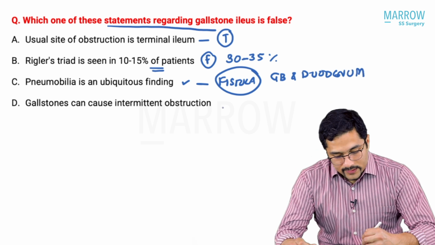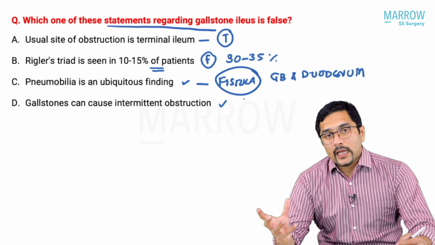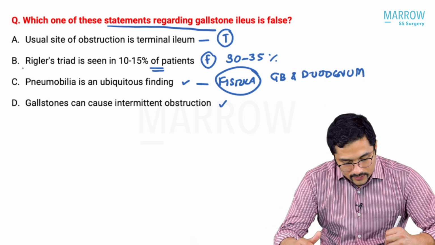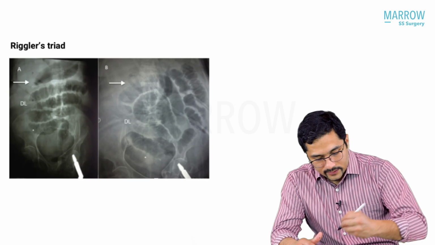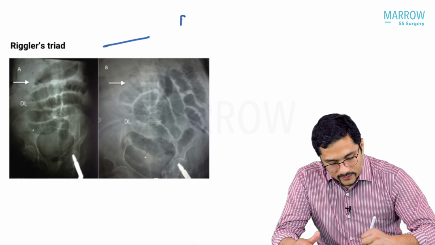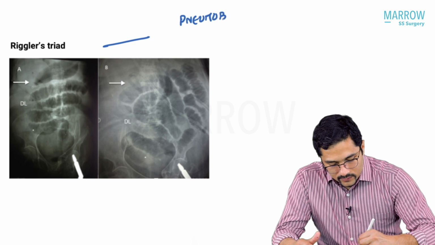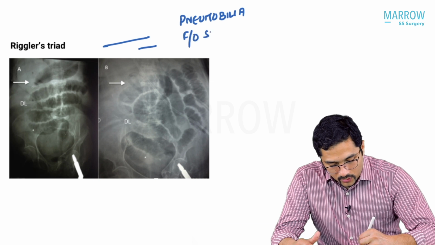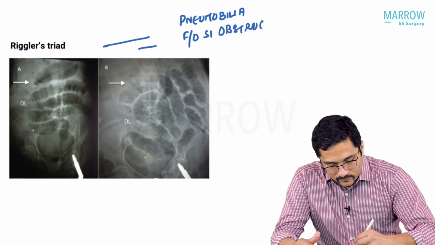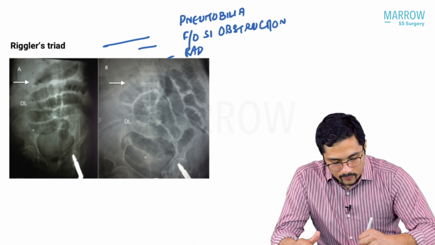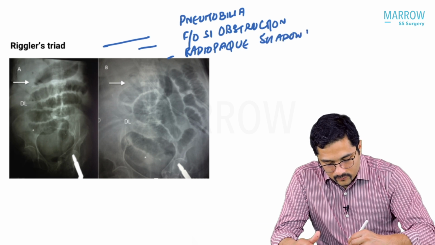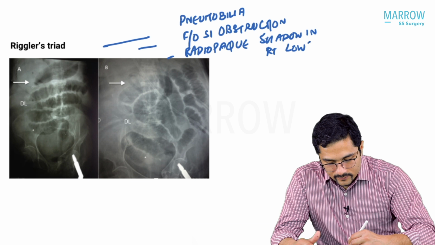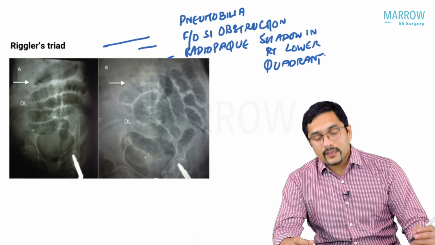And gallstones can cause intermittent obstruction, yes, but it is a type of dynamic obstruction. Now, Rigler's triad is three things. There is pneumobilia, there are features of small intestinal obstruction, and there is a radio-opaque shadow in the right lower quadrant. So, that is Rigler's triad.